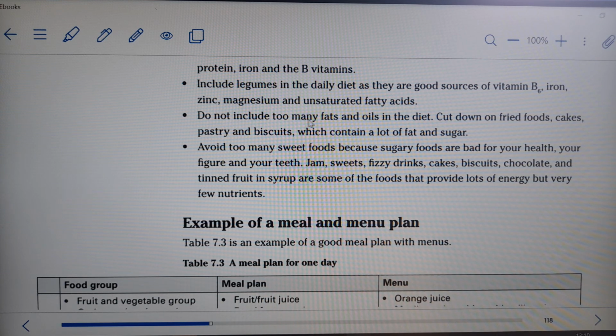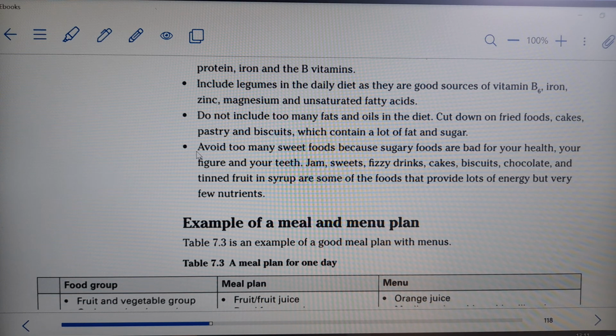Do not include too many fats and oils in the diet. Cut down on fried foods, cakes, pastry, and biscuits, which contain a lot of fat and sugar. Avoid too many sweet foods because sugary foods are bad for your health, your figure, and your teeth.